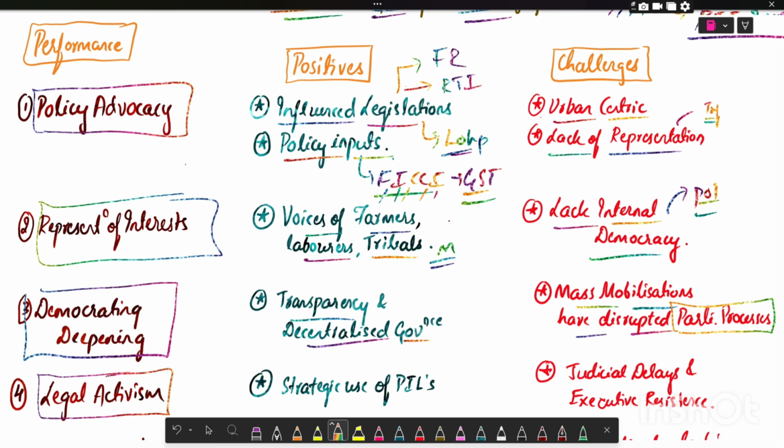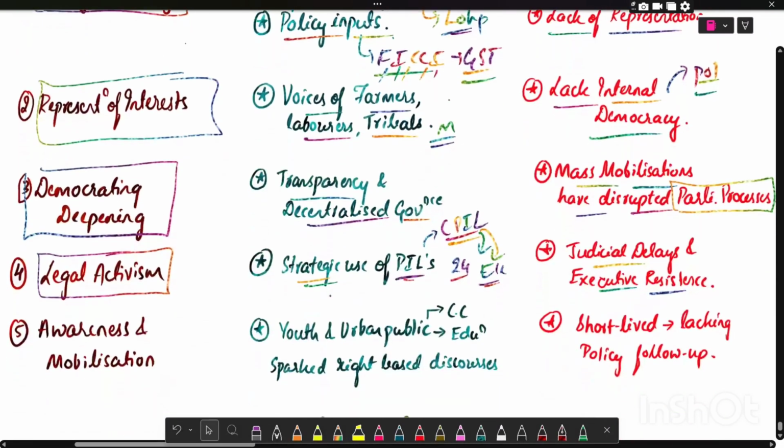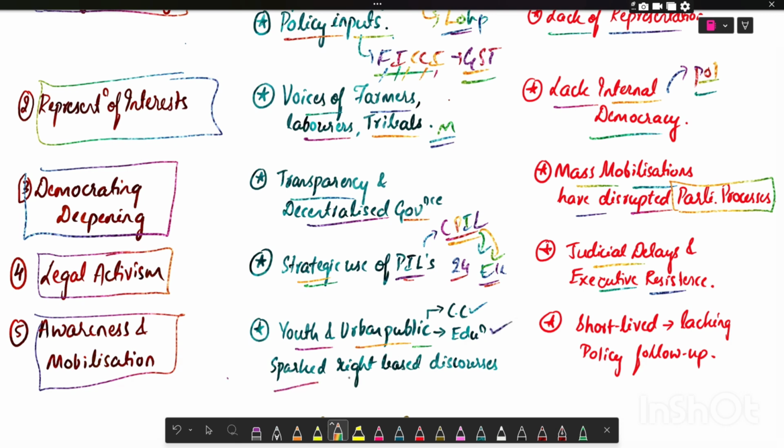Next point is legal activism. They use PILs as a strategic tool. For example, the Centre for Public Interest Litigation was a major petitioner in the 2G spectrum case and the electoral bond case. The challenge therein is that they lead to judicial delays and executive resistance. And the last point is awareness and mobilization. They mobilize the youth and urban public through campaigns on climate change and education, and they sparked rights-based discourses like LGBTQ rights. The challenge is they are short-lived and they lack policy follow-up.